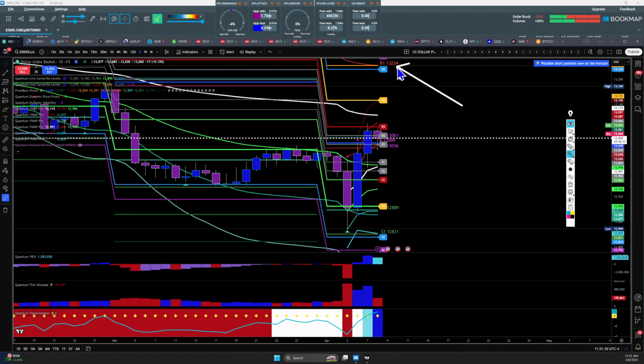So floor pivot R1, 13,234. We have Camarilla R3 for the monthly. It's resting roughly at 13,087. We have a rejection here. So we went down to the S1 floor pivot. That's at 12,889. Camarilla S4. That was a double pivot zone. We scooped down to almost at floor pivot S2, 12,831. We got the bounce up here, and now we're back up at the monthly Camarilla R3 level.